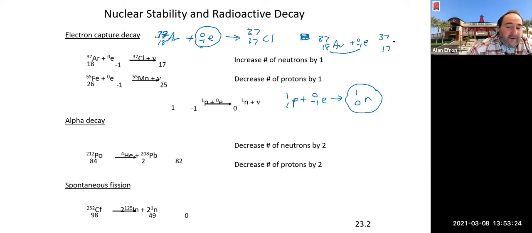And here, even though something really is happening, our proton is being transformed into a neutron. So overall mass number still stays the same on the left-hand side and right-hand side. But what's truly happening is we're losing one proton, but we're gaining a neutron.